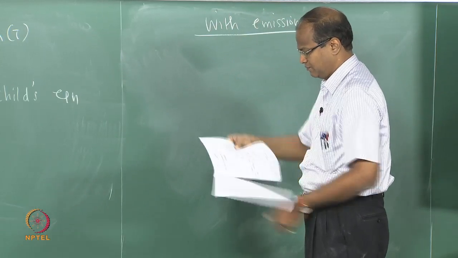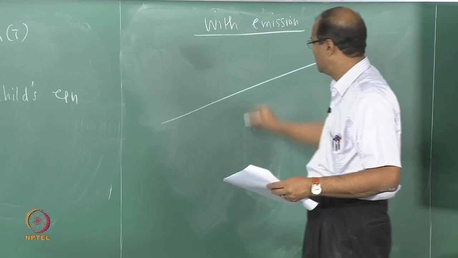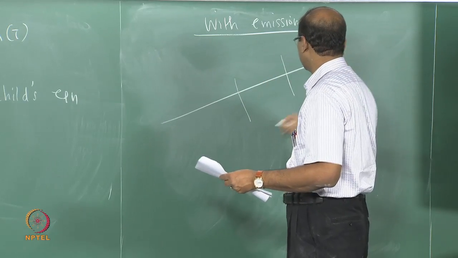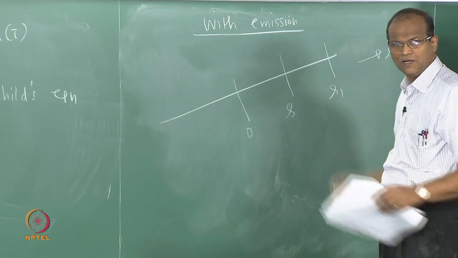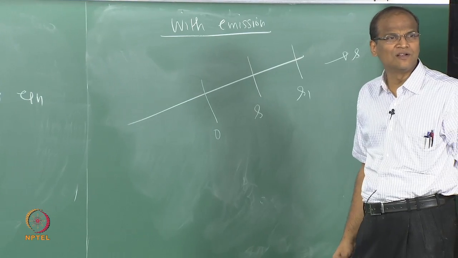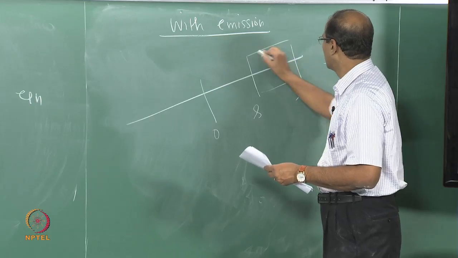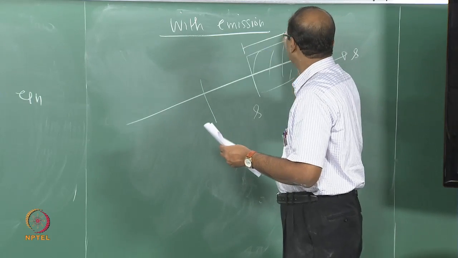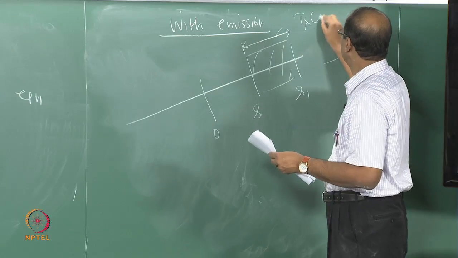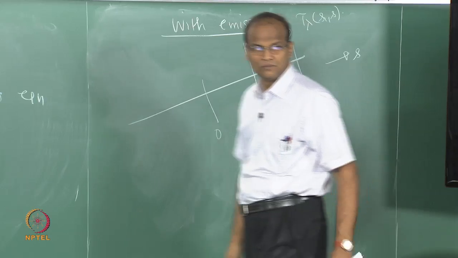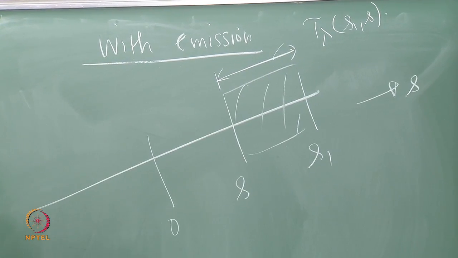I have to draw a picture now. This is some direction. S is basically the local coordinate. We are not getting stuck to x, y or whatever. Now, the optical depth of that layer is tau lambda between S1 and S.